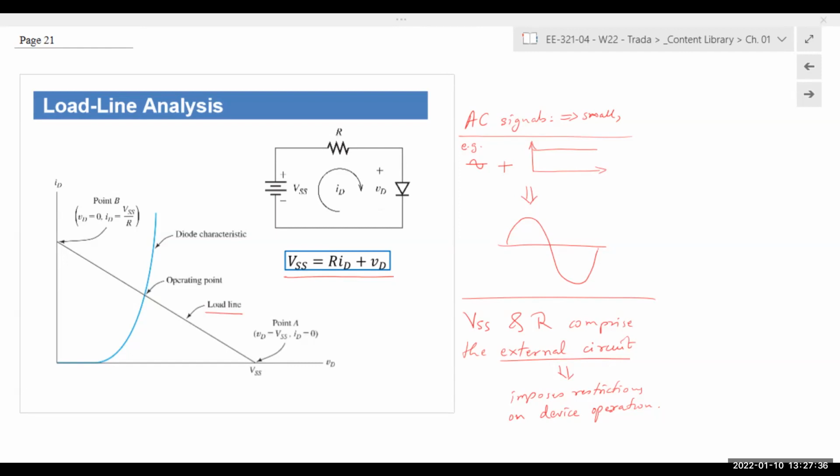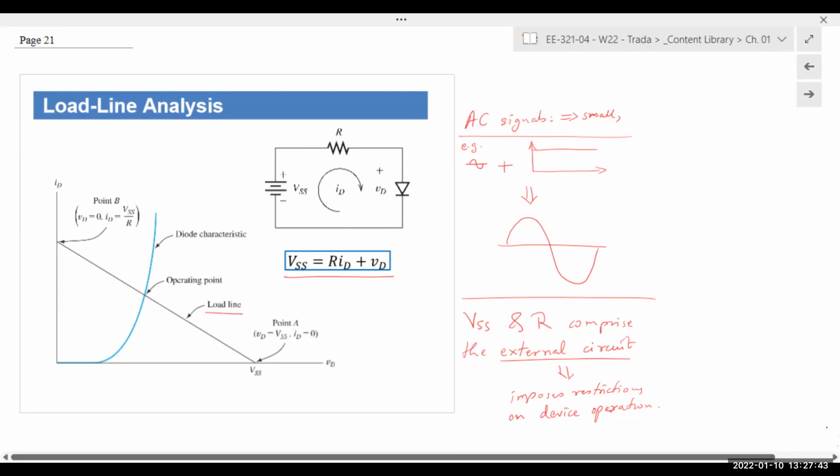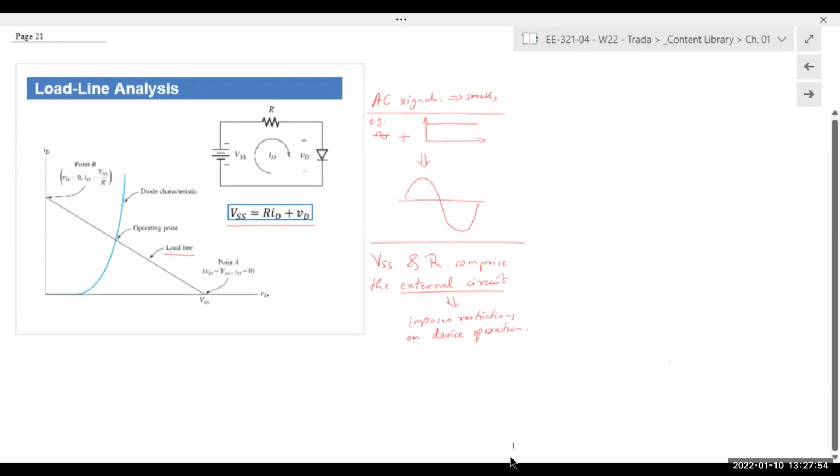Okay, this operating point is also known as, anyone? Why is my, okay, there you go. Scroll.